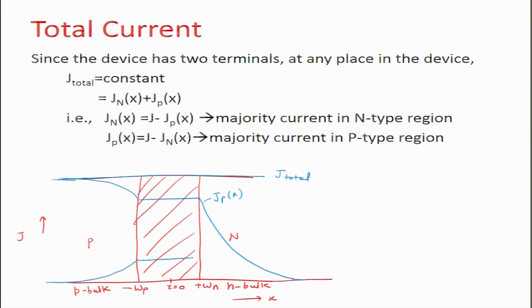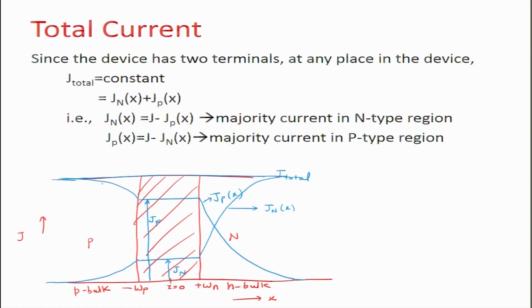So this is just a schematic variation, and this goes as something like this. So this would be JNX and this would be JPX. So basically you can say within this region this is JN and this would be JP. So if you want to find out the majority current in the N type region, it would be J total minus JPX, because that becomes the majority current in that region.